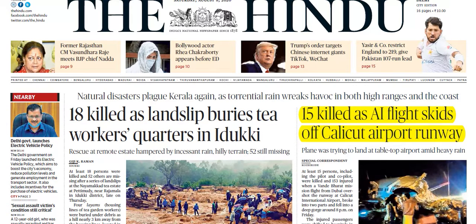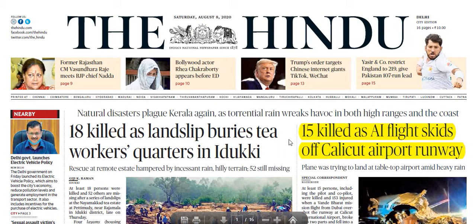Okay, so you can download the magazine, and let's get started with the Hindu dated 8th of August 2020, and we are going to cover the public administration optional, as you must be knowing about this thing. Okay, so there is no need to scroll down as such, and you will get the news article on page number 1 in itself. Here: 15 killed as Air India flight skid off Calicut airport runway. This is the unfortunate incident that has happened over here.